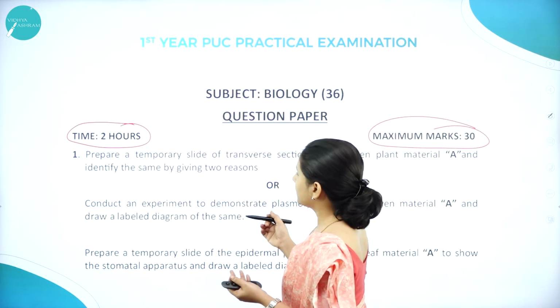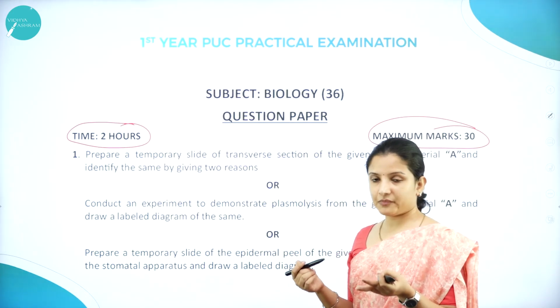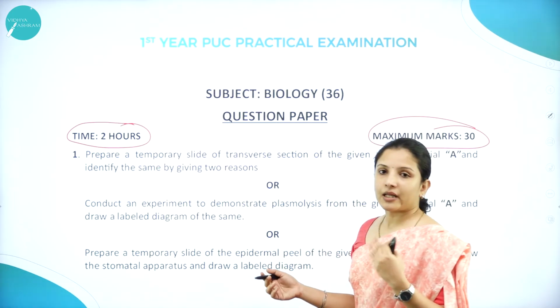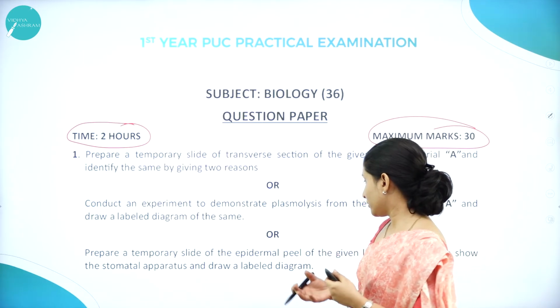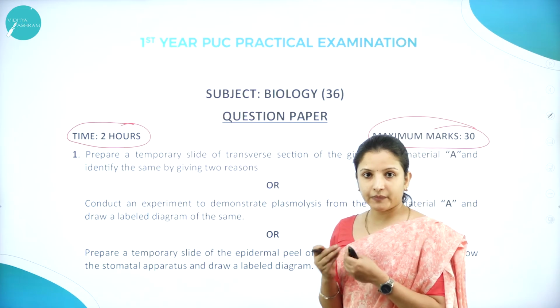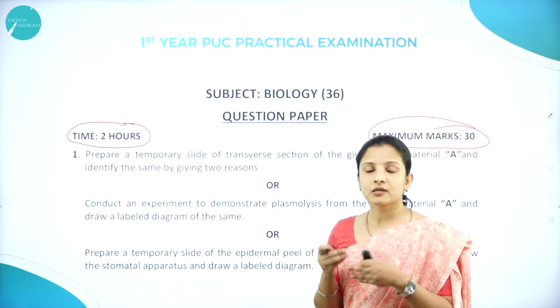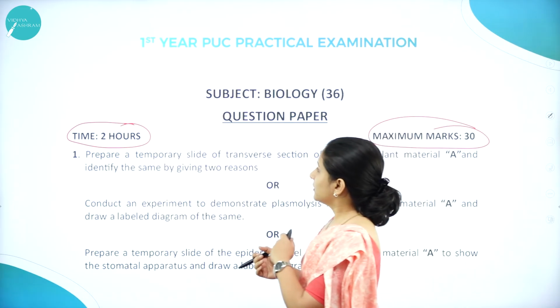Then one more question is you have to conduct a plasmolysis experiment. That is the second question. And the third one is you have to prepare a temporary slide of the epidermal peel in order to count the number of stomata that is present in that. So any 3 chits will be made and it will be given to you. So whichever chit you pick, that experiment will be given to you for performing. So that is the first question.